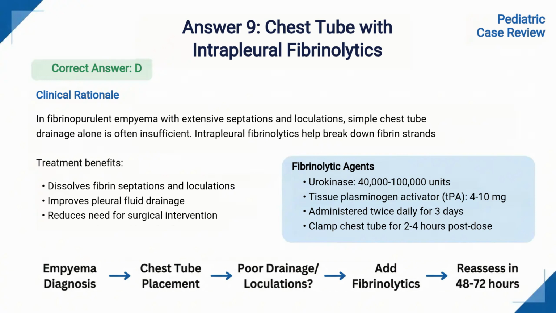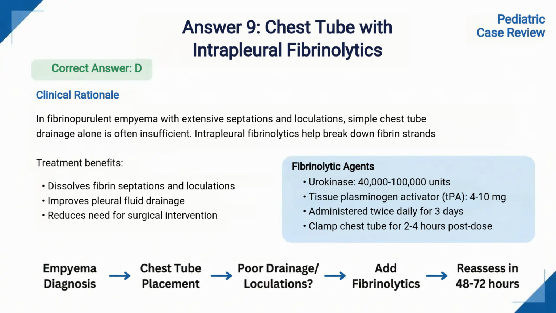In fibrinopurulent empyema with extensive septations and loculations, simple chest tube drainage alone is often insufficient because the fibrin strands block fluid flow. Intrapleural fibrinolytics address this directly by dissolving fibrin septations and loculations, improving pleural fluid drainage, reducing the need for surgical intervention, and decreasing hospital length of stay. Available agents include urokinase at 40,000 to 100,000 units, or tissue plasminogen activator at 4 to 10 milligrams.